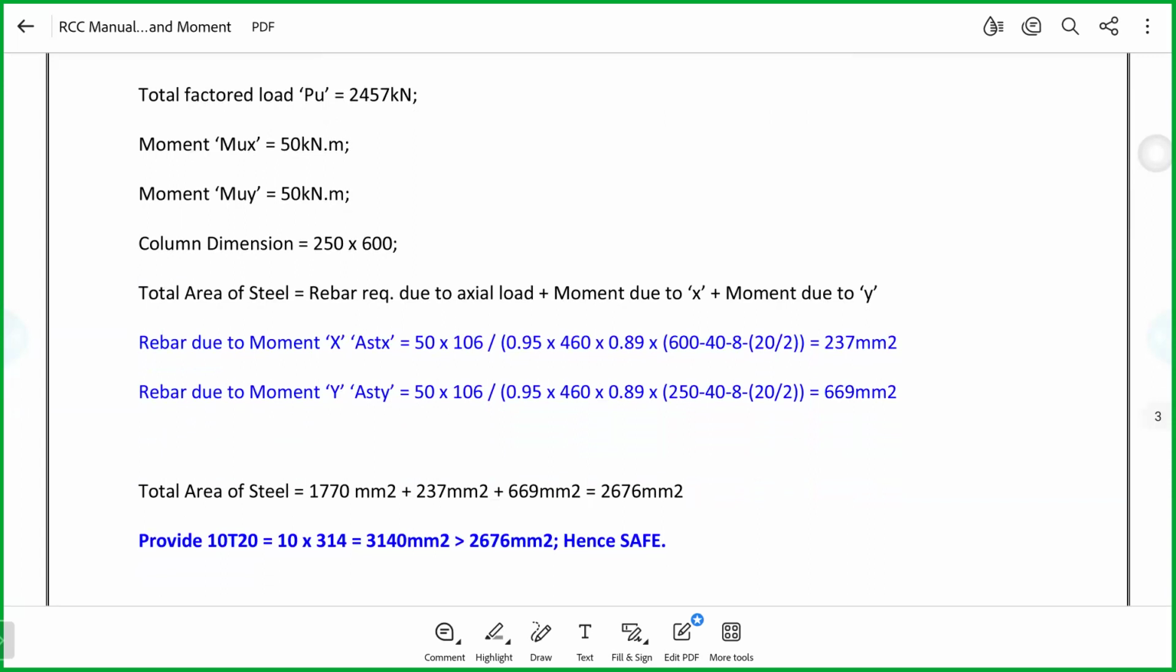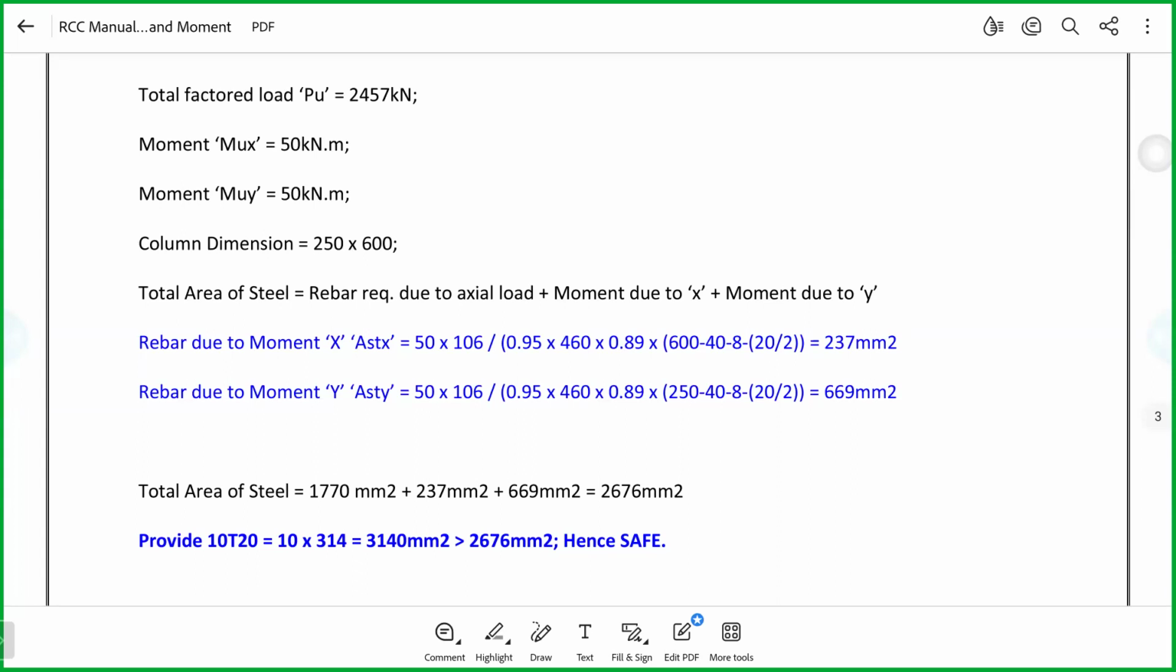The total area of the steel is what? The rebar required due to axial load, 2457. The rebar required due to moment at X. The rebar required due to moment at Y. The moment is 50, so when we do it, you will get 237. And this is D effective. D effective of the column is similar, 600. The column cover is 40, ties generally 8 or 10 millimeters, 8, and the main reinforcing you already did, 10 T 20, so 20.